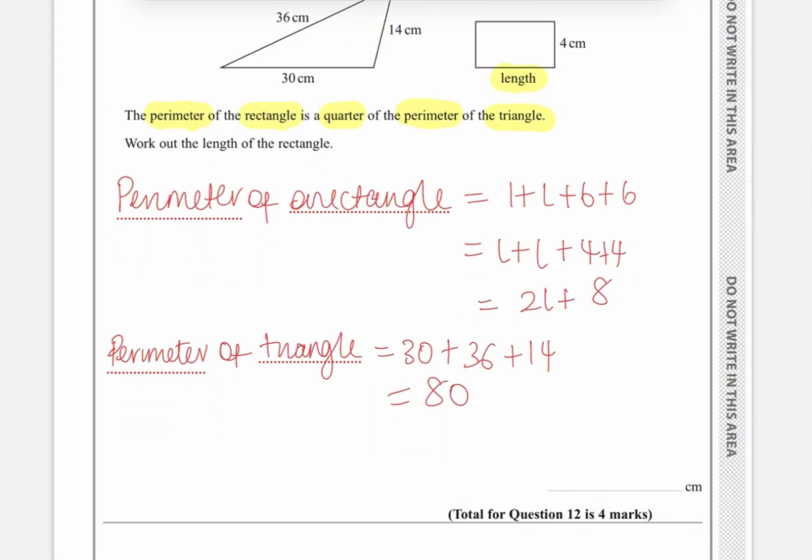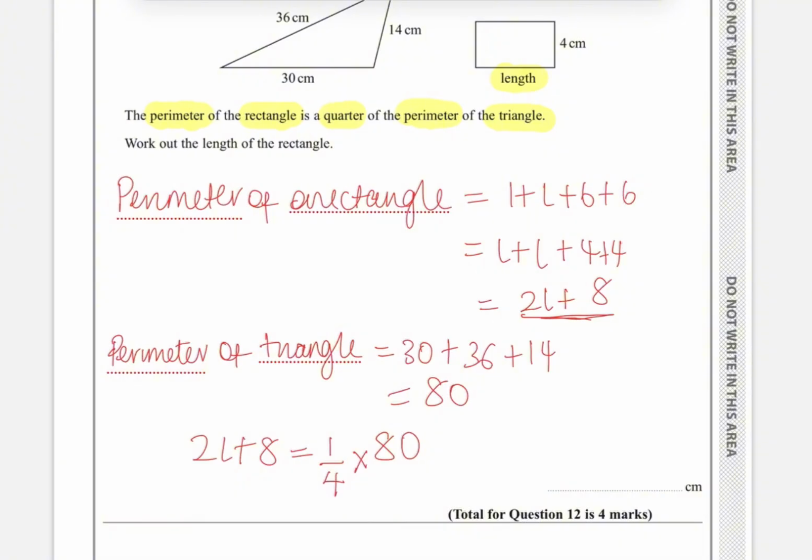Right, so it says the perimeter of the rectangle is a quarter of the perimeter of the triangle. So what we have to do is put this into an equation. We know that the perimeter of a rectangle, which is 2L plus 8 that we found here, equals a quarter, so 1/4 of the perimeter of the triangle. Of does mean times, so times 80. So what we're going to do is just solve this equation.